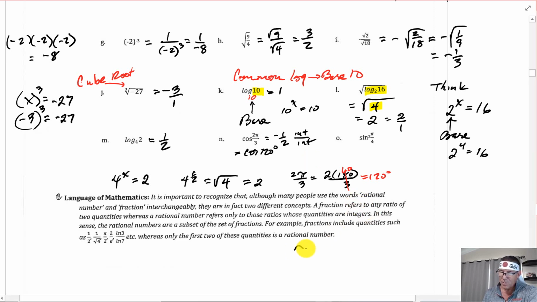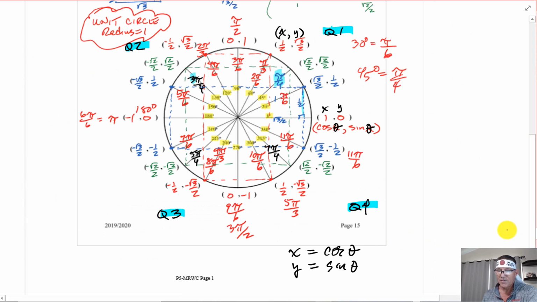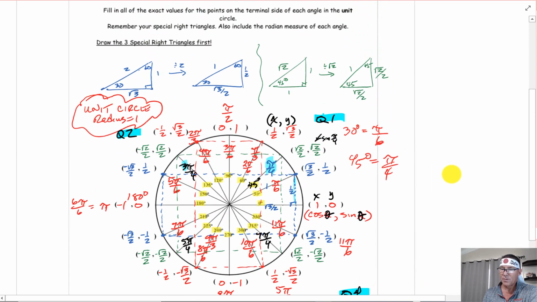Pi over 4 is the same thing as 180 divided by 4, and that's 45 degrees. So what we need to do is find the sine of pi over 4, which is quadrant 1. 45 degrees is right here. It's pi over 4. And the sine of it is the y-coordinate. The sine of pi over 4 is equal to root 2 over 2. You can also get that from your triangles too. So again, 45 degrees is pi over 4.